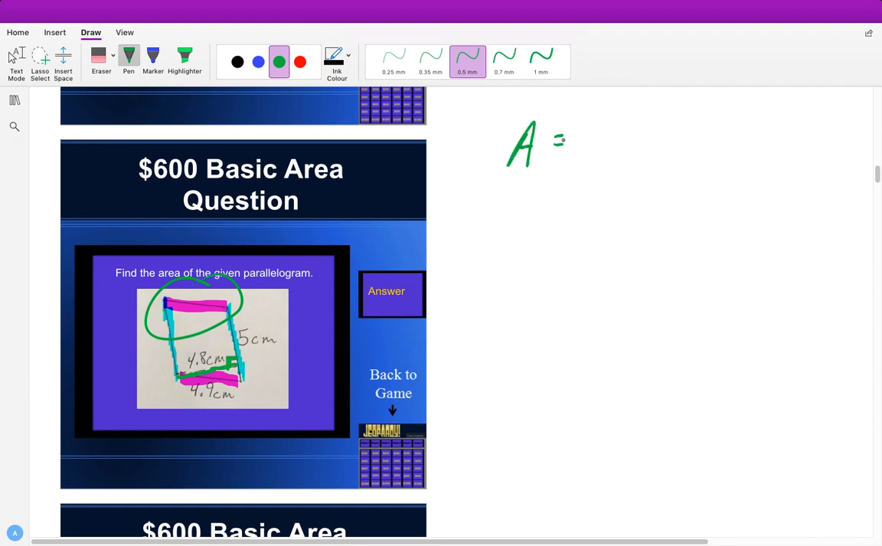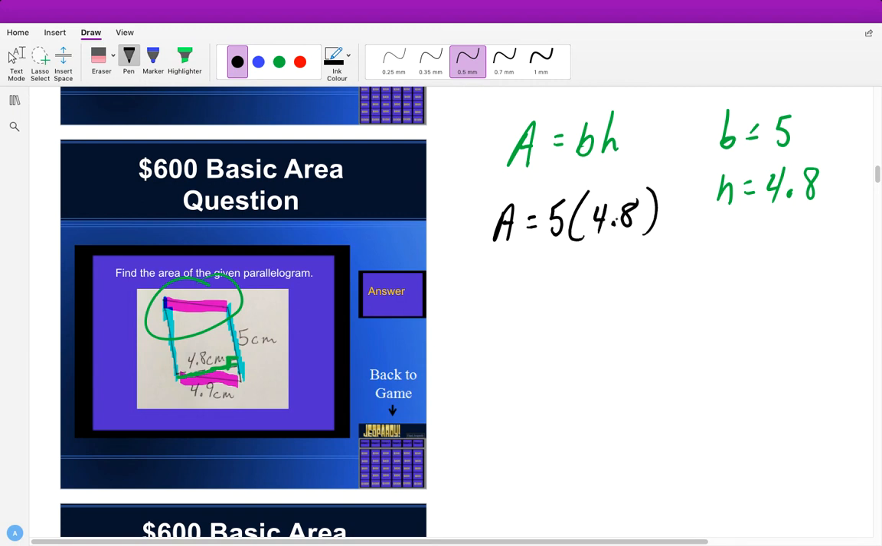So our area of a parallelogram is equal to base times height, or base in this case is going to be the length of the blue side because that's the two bases that the height is touching. So that would be 5, and our height is equal to 4.8. So now we just go ahead and plug it in. Area is equal to 5 times 4.8.